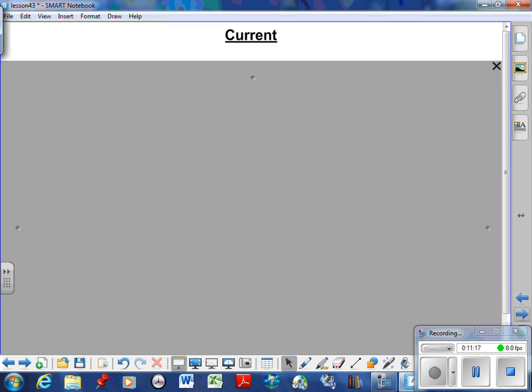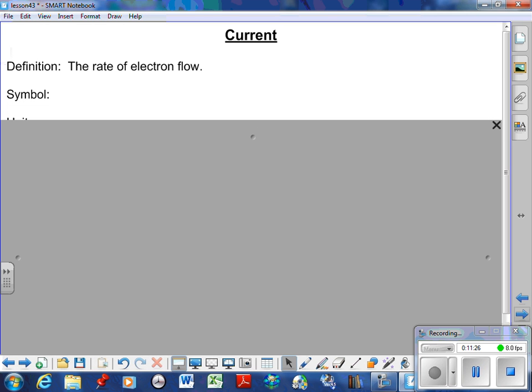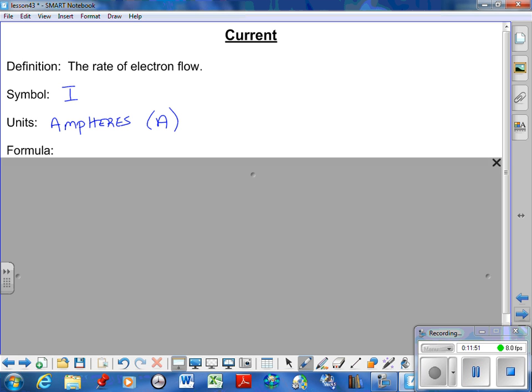Current. What is current, or what are we looking at? The definition of current is the rate of electron flow. So that is electrons moving from point A to point B. What do we use for current? What is our symbol? We use I. Current, we use capital I as our symbol. What is the unit for current? It is amps, or amperes. Guess I better use the official name. And it's just an A for the units.